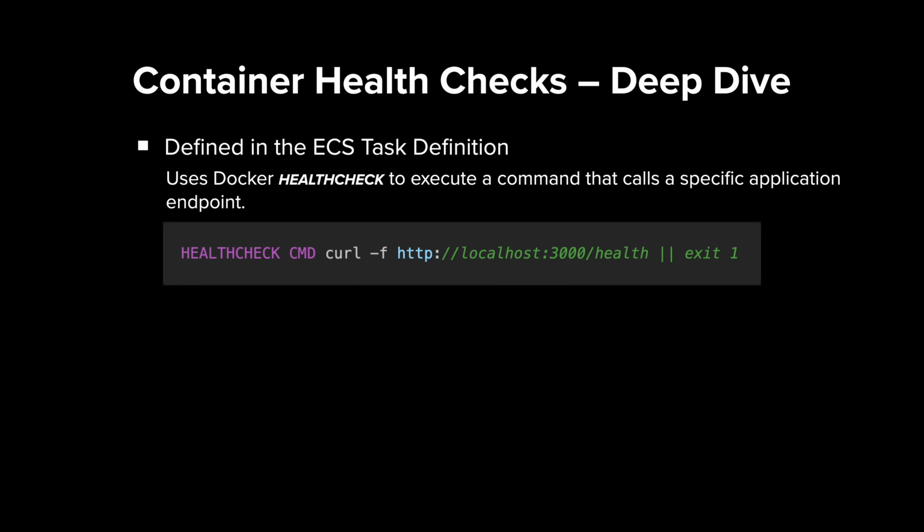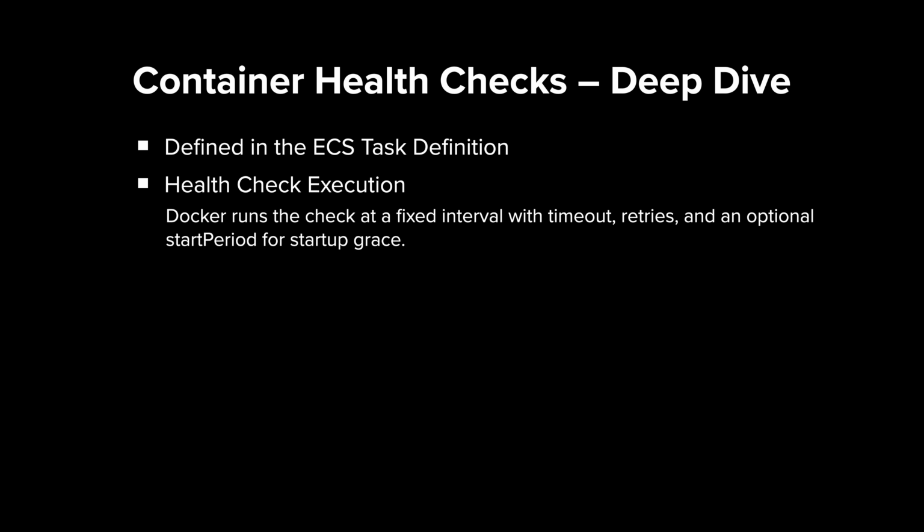Now let's deep dive into container health checks. This is where health is evaluated inside the container and reported back to ECS. Container health checks are defined inside the ECS task definition. They use Docker's health check mechanism to execute a command inside the container, usually calling a specific application endpoint such as a health API. Once defined, Docker executes the health check at a fixed interval.